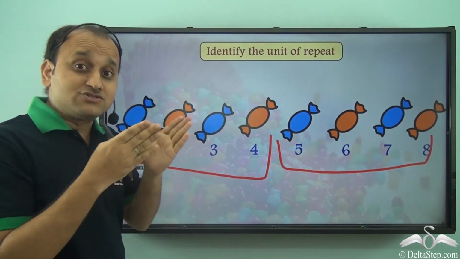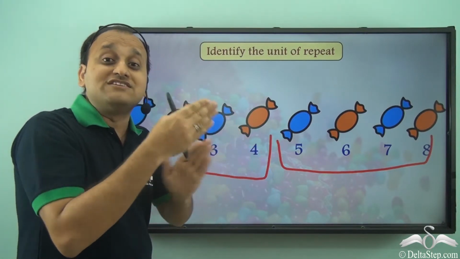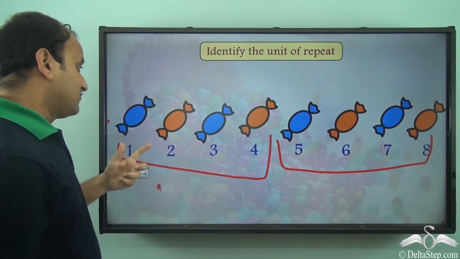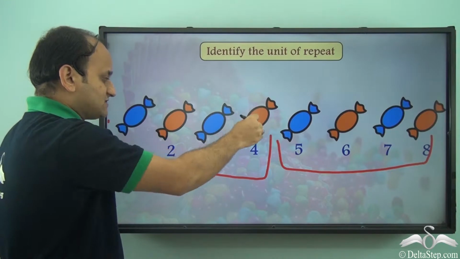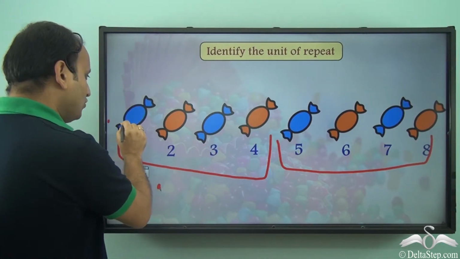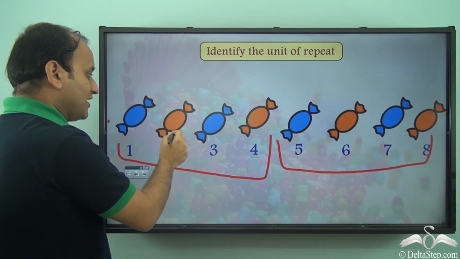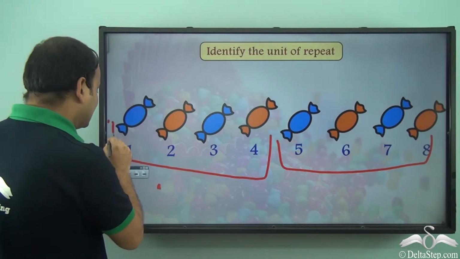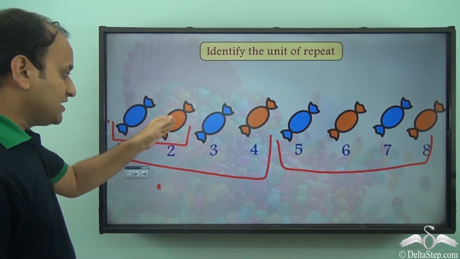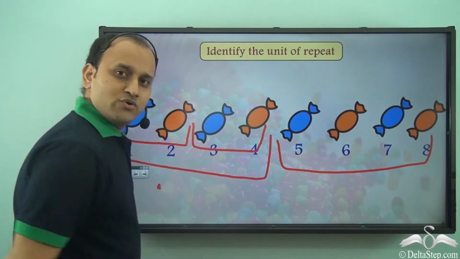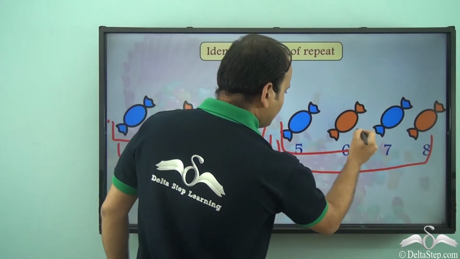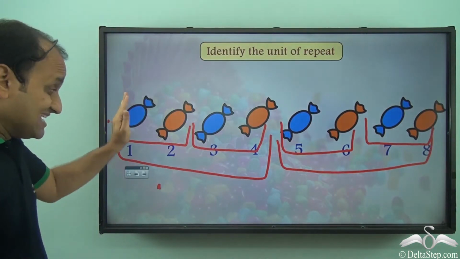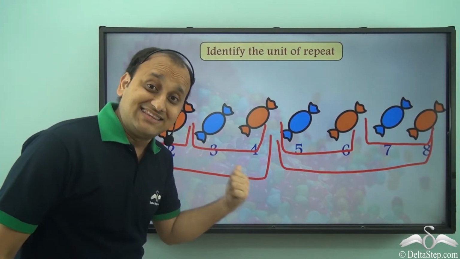So unit of repeat is always the smallest block which is repeating again and again. So can we break this into smaller blocks? Can we break this into single toffees? Not really, because we have one blue, but blue is not repeating. We have an orange, then blue, then an orange. So what can we take? If we take this pair, blue and orange, it is repeating again, blue and orange, it is repeating again, blue and orange, it is repeating again, blue and orange. So this will be the unit of repeat in this case.